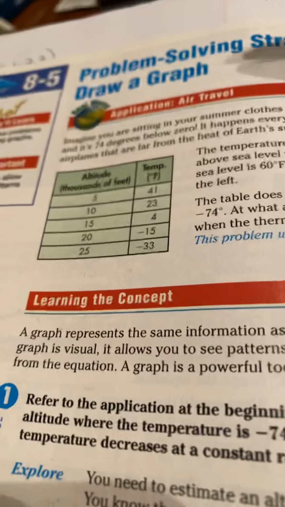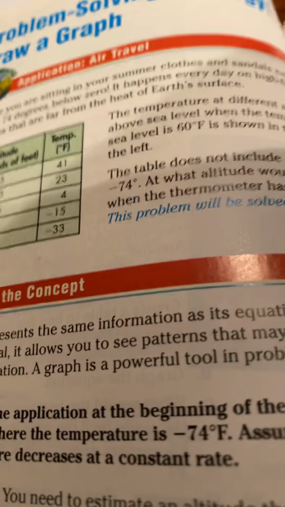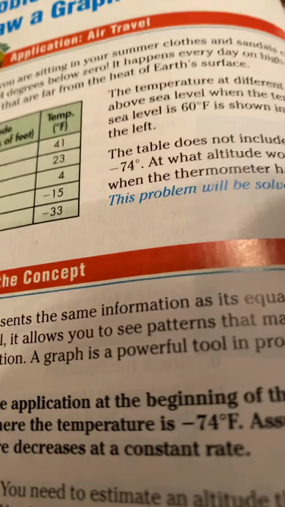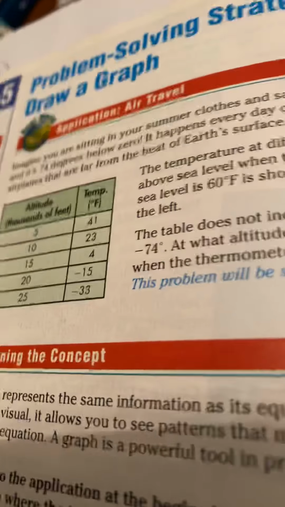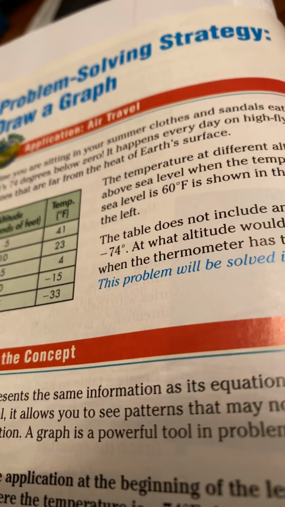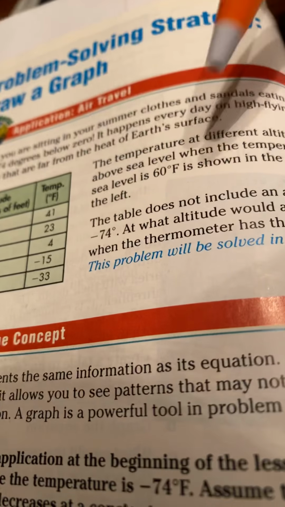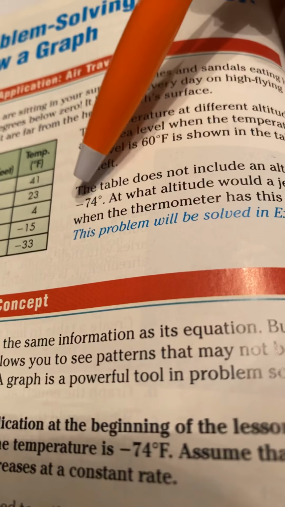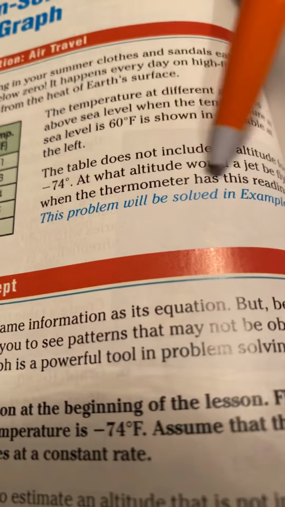So what they're saying, like with this problem right here, it says, imagine that you're sitting in your summer clothes and sandals and eating lunch, and it's 74 degrees below zero. It happens every day on high-flying airplanes that are far from the heat of the Earth's surface. The temperature at different altitudes above sea level, with the temperature at sea level of 64 degrees Fahrenheit, is shown in this table right here. They're saying the table does not include an altitude for negative 74 degrees. At what altitude would a jet be flying when the thermometer has this reading?